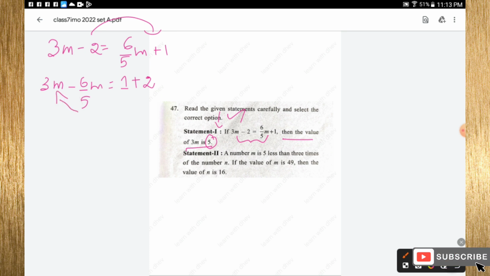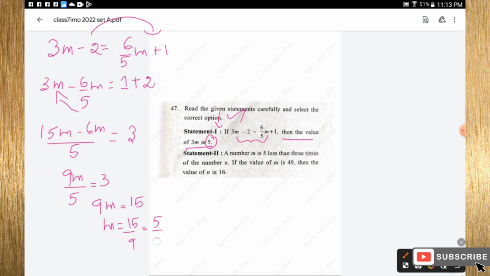So 5 is multiplied with 3m, you will be getting 15m minus 6m whole divided by 5 equals 3. So 15 minus 6 is 9m divided by 5 equals 3. So 9m is equal to 15. Okay, 9m is equal to 15. So m is equal to 15 by 9. What is the simplest form? That is 5 by 3. So m is equal to 5 by 3, whereas 3m is equal to 5. So hence statement 1 is true here.